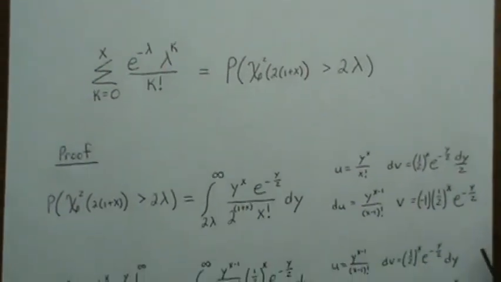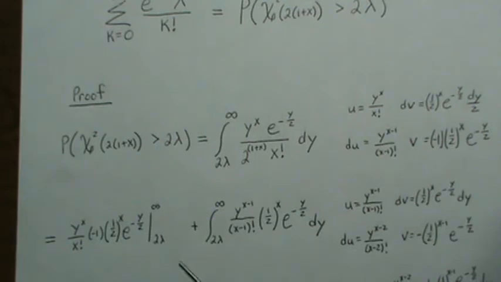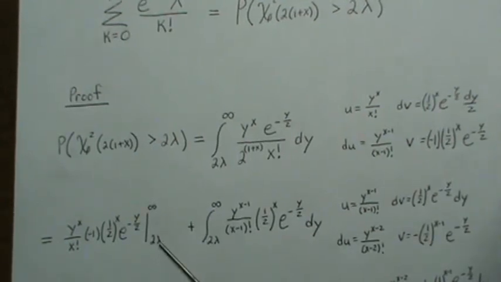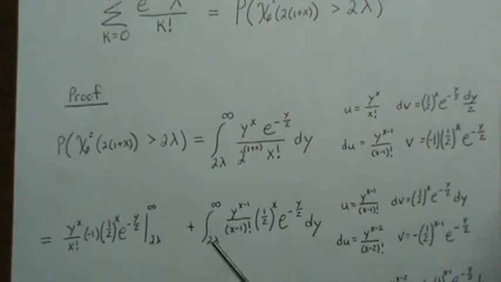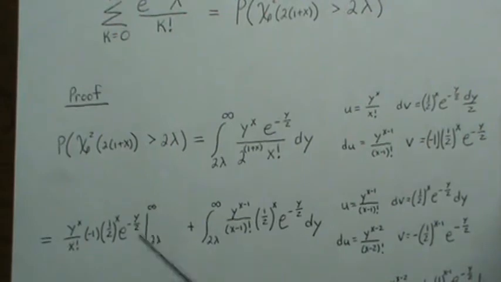So then you get the uv part. The u times v is this, and we're evaluating at 2 lambda and infinity, and then this is the v du part. Now one thing to look at, when we plug in infinity, we get y^x, and then on the denominator we get e to the y over 2. And when you plug in infinity, it actually goes to 0. You would need to show that using L'Hopital's rule several times. But that piece makes it go to 0.